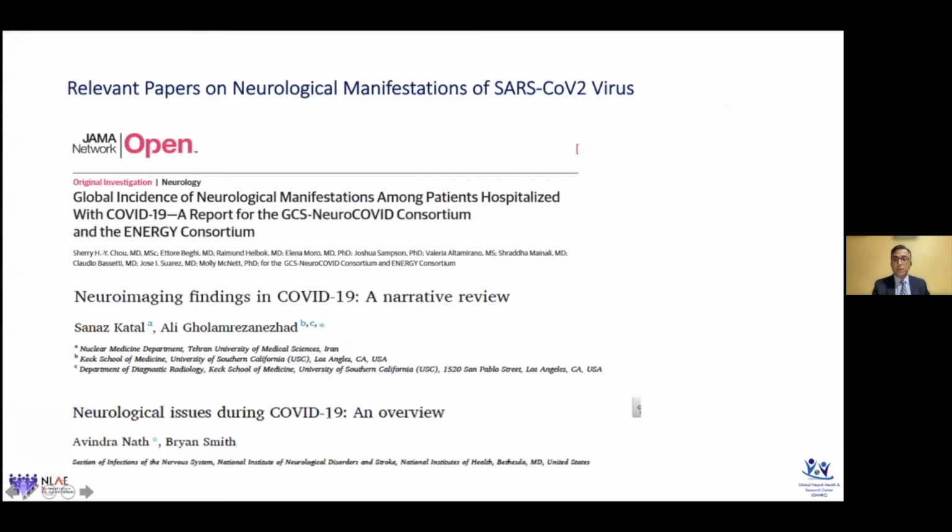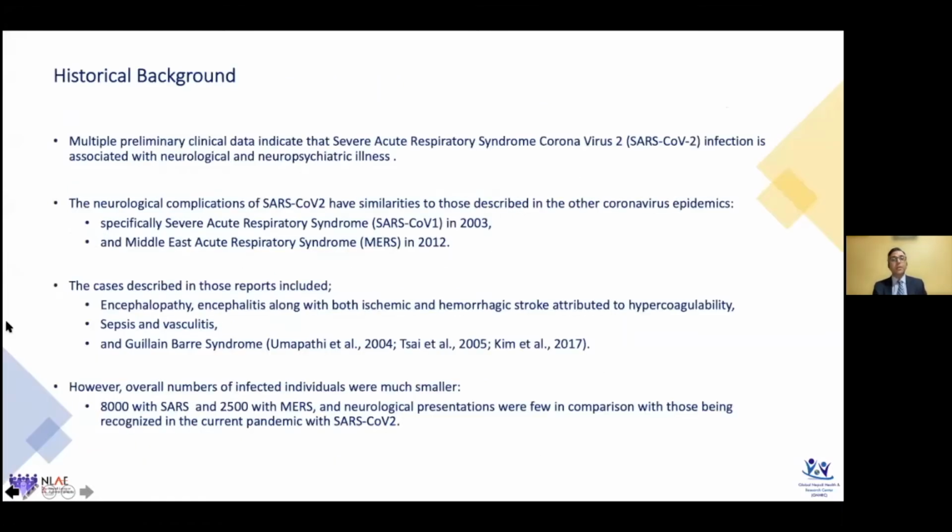So regarding the historical background, there are multiple preliminary clinical data that have indicated that SARS coronavirus type 2 infection has neurological complications similar to those described in previous coronavirus epidemics, which were in 2003 when the SARS happened, that is the variant of coronavirus type 1, and in 2012, which is the MERS.